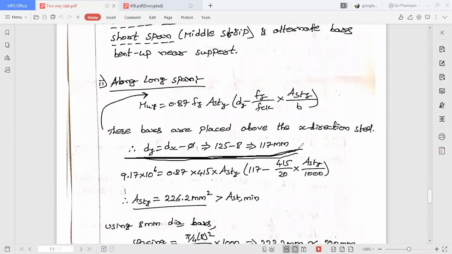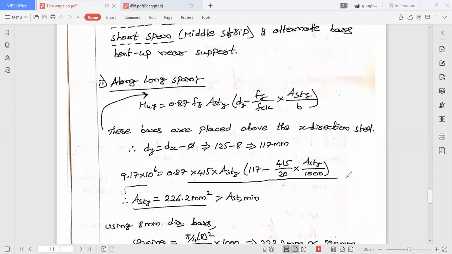Highlight this one also. Okay, now substitute the values. Moment is 9.17 and the grade of concrete, grade of steel, everything you just substitute, and after calculation we got a steel of 226.